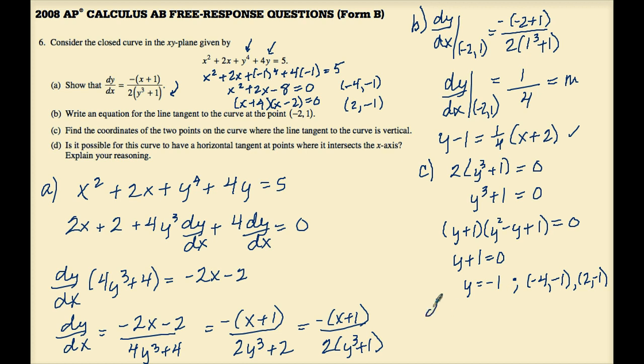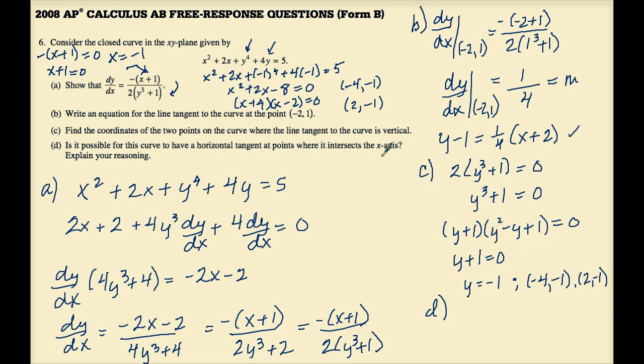Now let's look at letter D. Is it possible for this curve to have a horizontal tangent at points where it intersects the x-axis? Explain your reasoning. Well, horizontal tangents will occur when the numerator of the slope is 0. That will be when negative x plus 1 is equal to 0, which will be where x plus 1 equals 0, and that will occur at x equals negative 1.